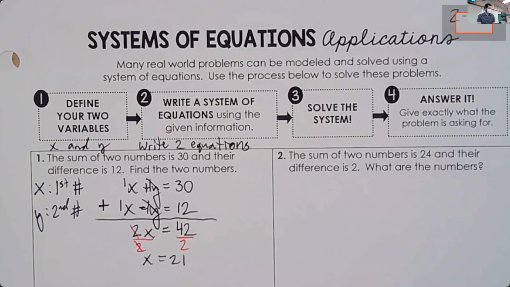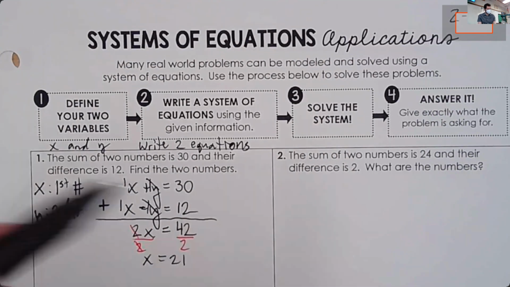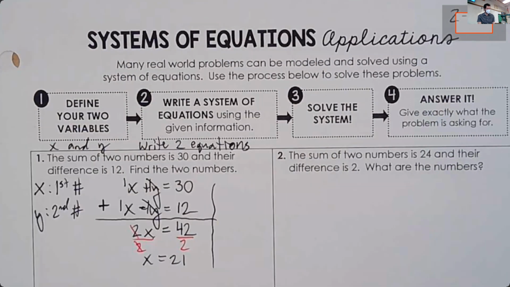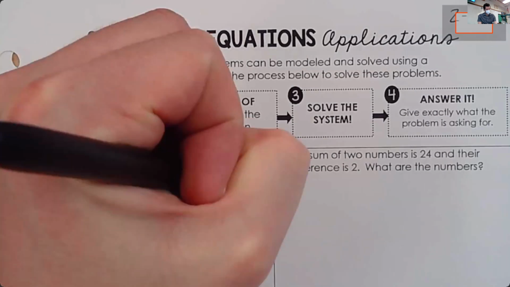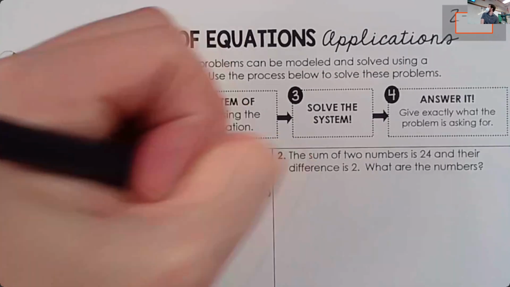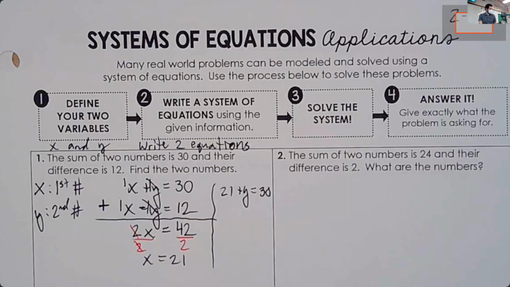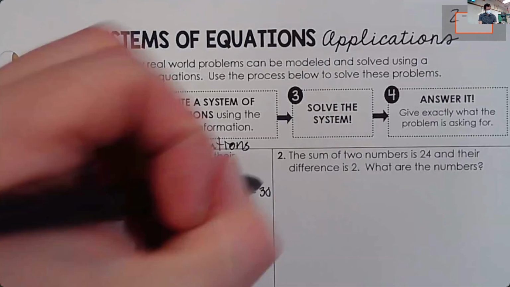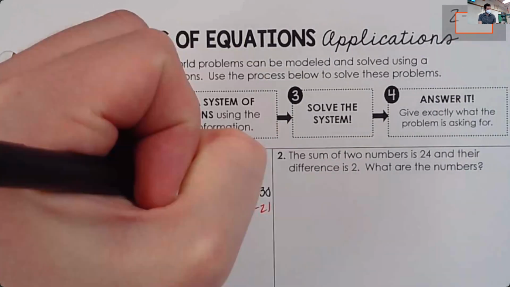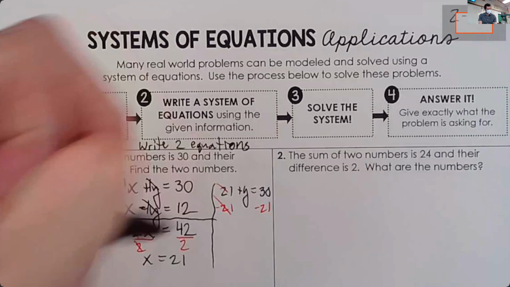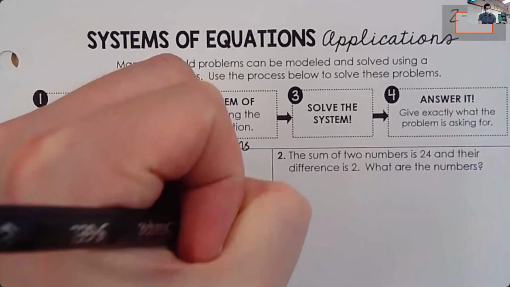So we have our value of x. Now we need to solve for y. We can plug this back into either one of our two first equations. Let's just plug it back into the first one. So x plus y equals 30. So 21 is x, so 21 plus y equals 30. And if we subtract 21 from both sides, that'll get us y by itself. 30 minus 21 means that y equals 9.